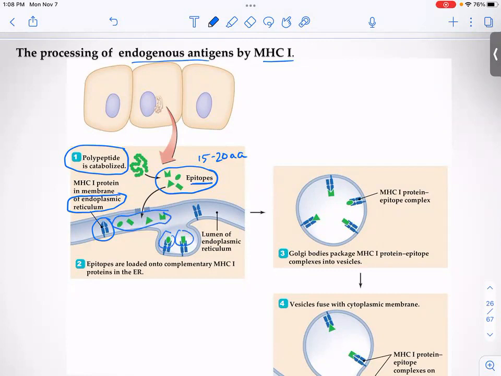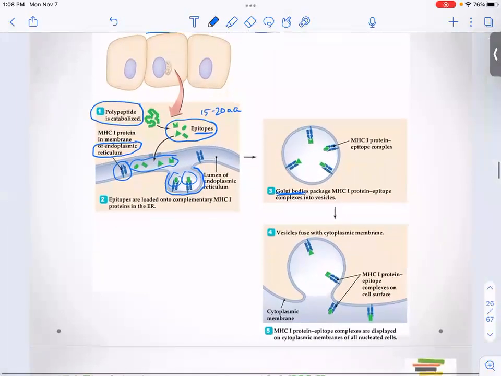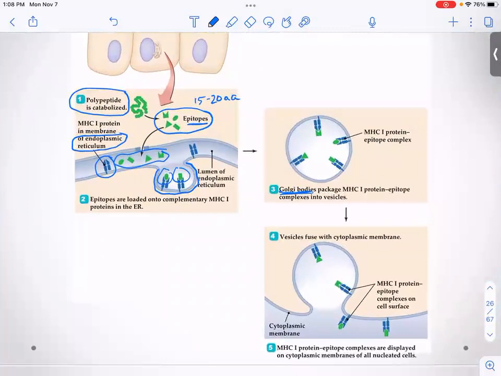Okay, we get a little budding out of that rough ER into an endosome, packaged by the Golgi here. And then that finds its way out and fuses with the cell membrane. And then those MHC1 proteins are expressed on the surface of the cell for a time. After a while, they degrade and new ones are expressed.